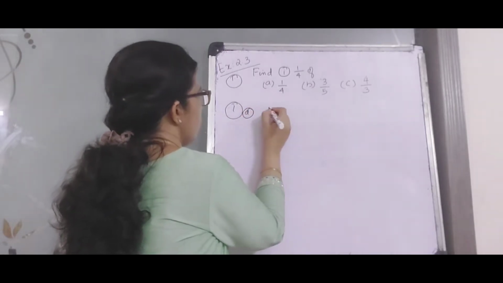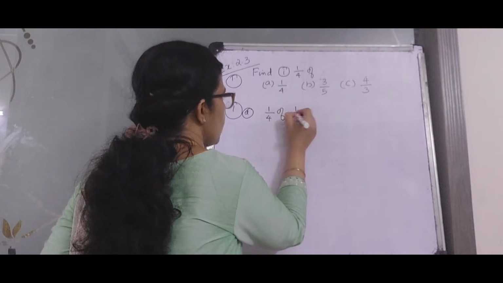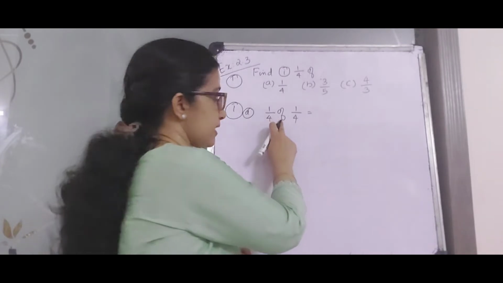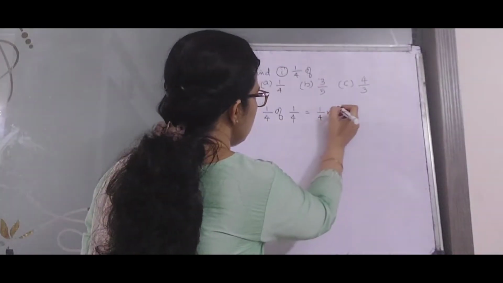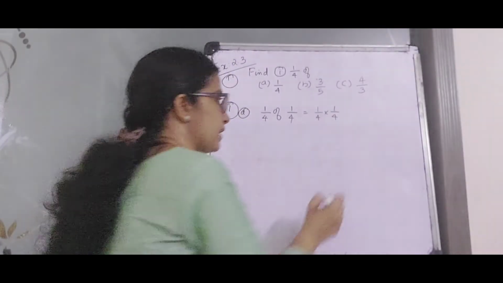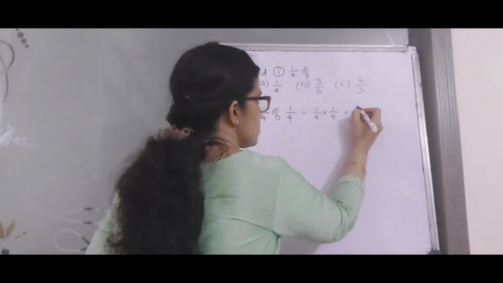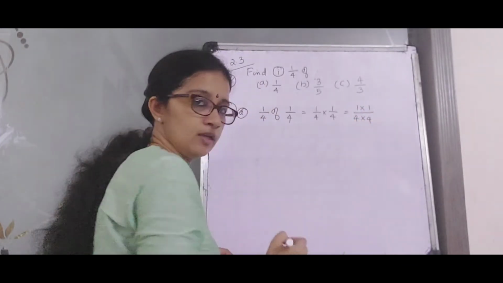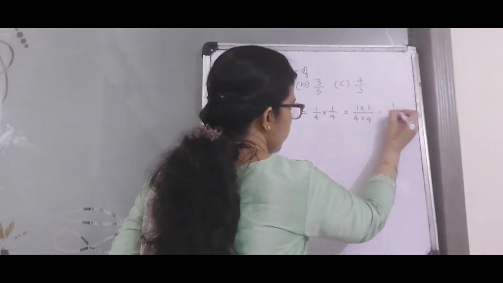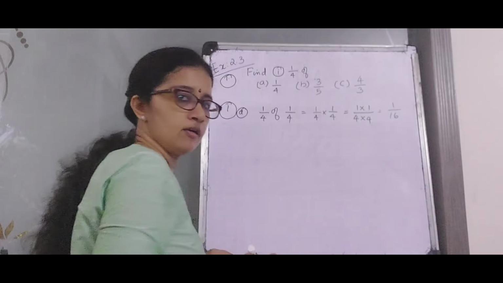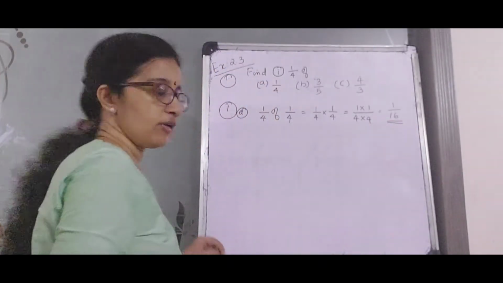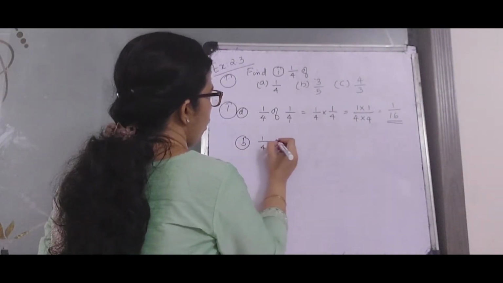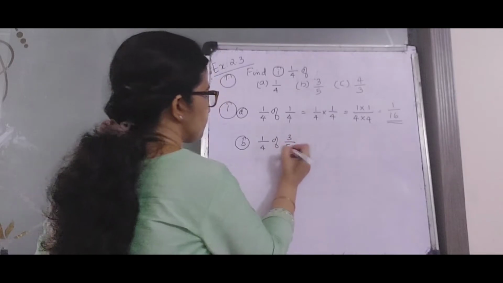First one, A: 1 by 4 of 1 by 4, which is equal to, so this "of" can be replaced with a multiplication sign, right? So 1 by 4 into 1 by 4. How to multiply two fractions? Multiply the numerators. 1 into 1 is 1, I will show like this, 1 into 1 divided by 4 into 4, which is equivalent to 1 by, 4 4s are 16. 1 by 16 is the answer.